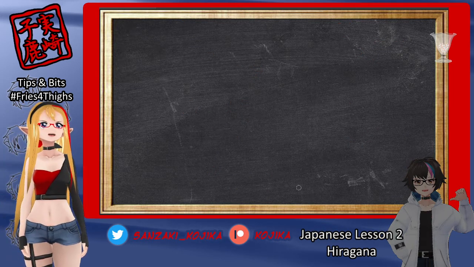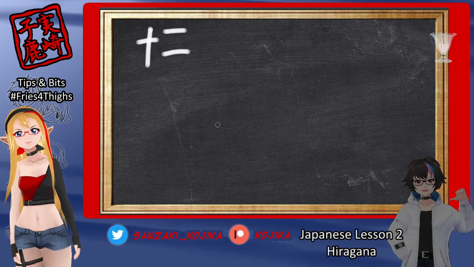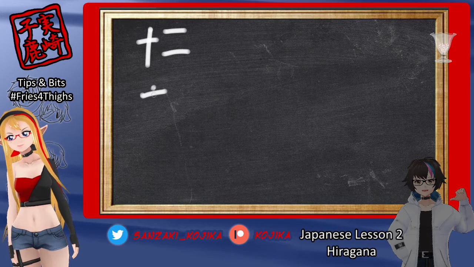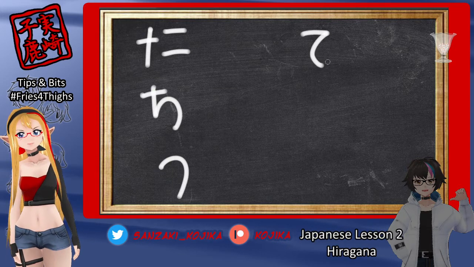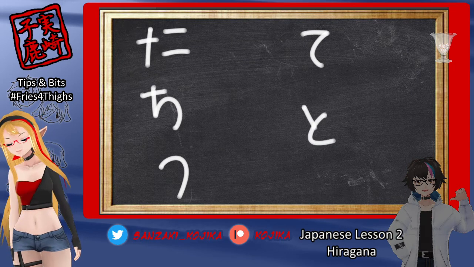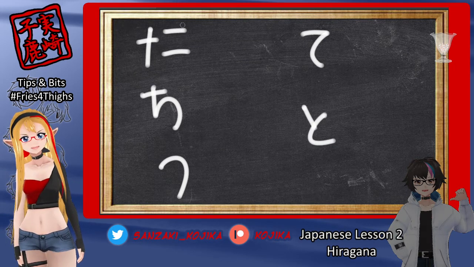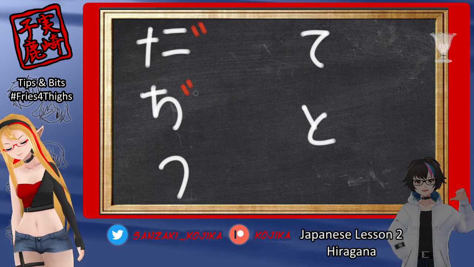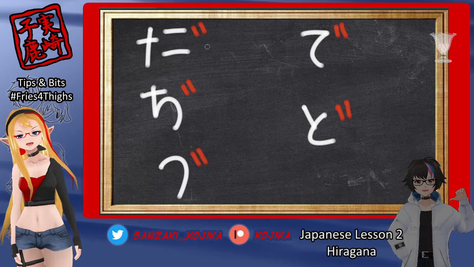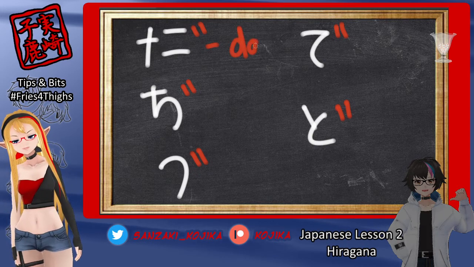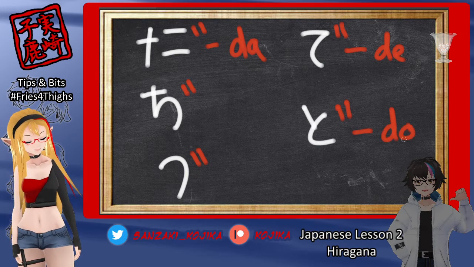Alright, now let's go ahead and cover T. Ta. Chi. Tsu. Te. To. Don't worry about it. He just looks over. That's a ta. So once again, I'm going to cover the non-irregulars first. Da. De. Do.